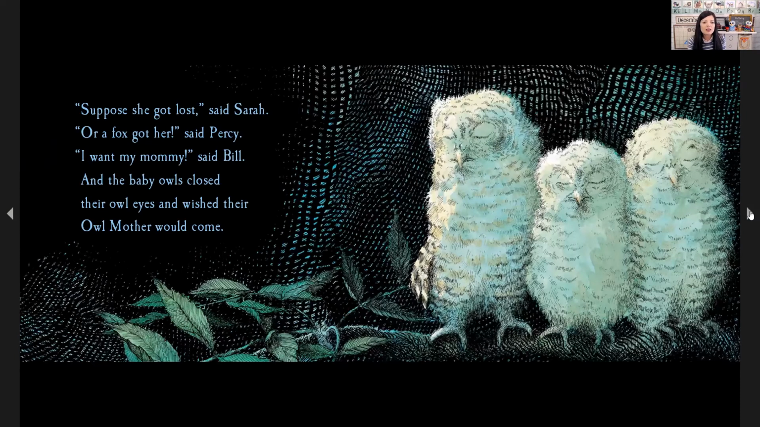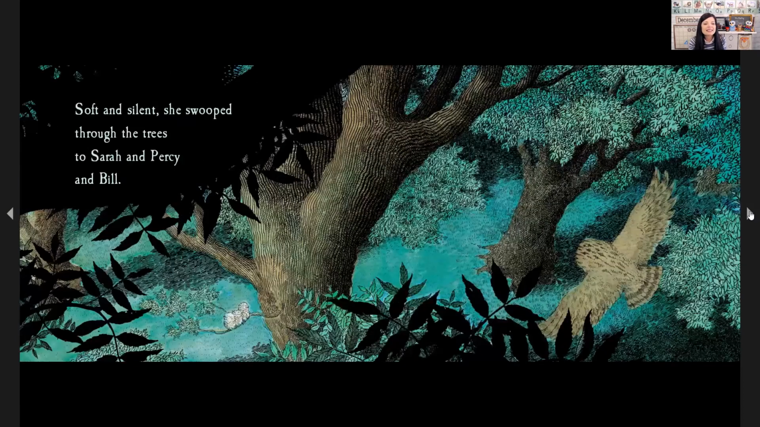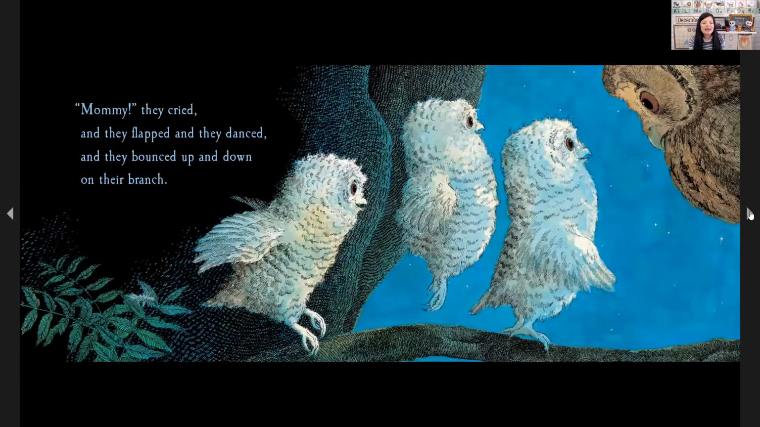"Suppose she got lost," said Sarah. "Or a fox got her," said Percy. "I want my Mommy," said Bill. And the baby owls closed their owl eyes and wished their owl mother would come. And she came. Soft and silent, she swooped through the trees to Sarah and Percy and Bill. "Mommy!" they cried, and they flapped and they danced and they bounced up and down on their branch.